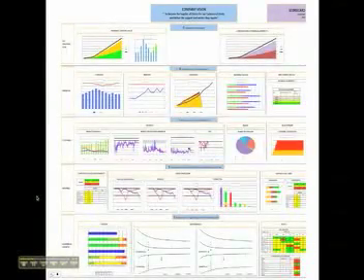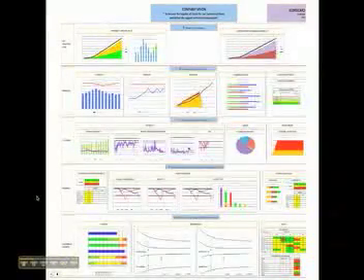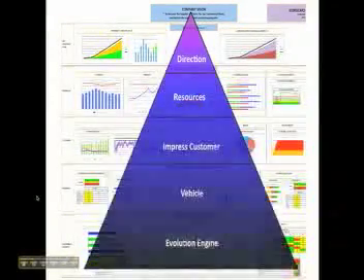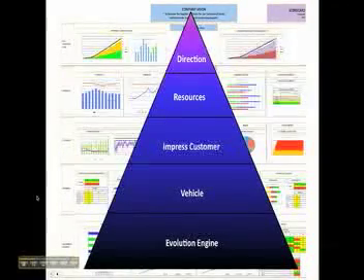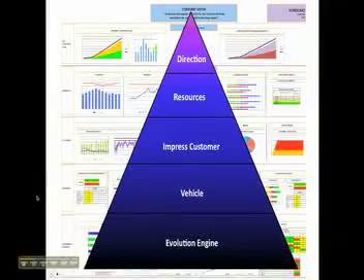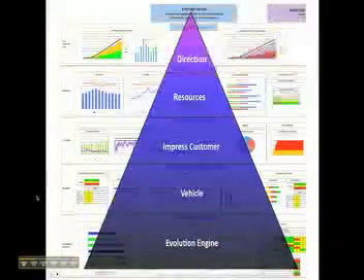What we now have on the screen is a dashboard which shows a series of KPI measurements. If we briefly overlay the pyramid on top of that, you can see that the structure of the dashboard is very much in line with the pyramid. So we can see the measurement around the finance, the customer and the evolution engine.